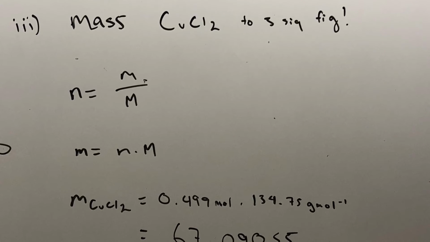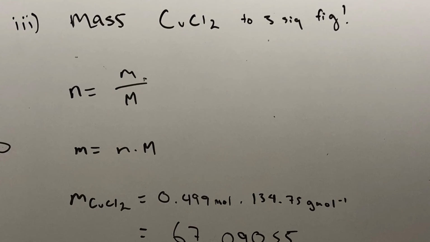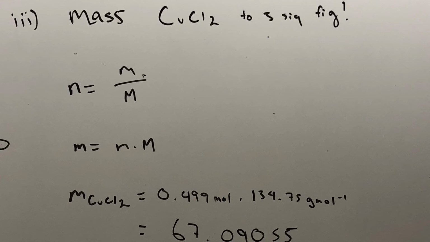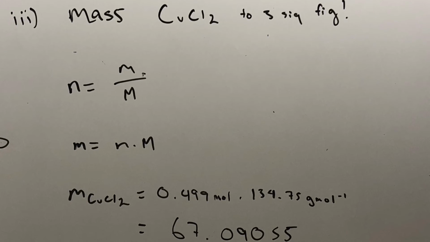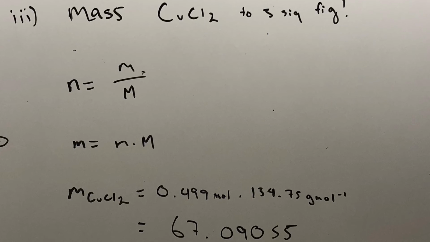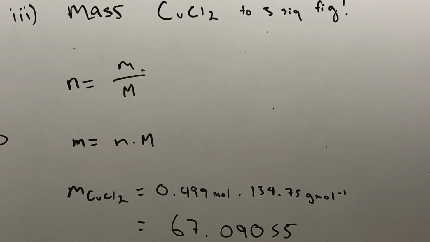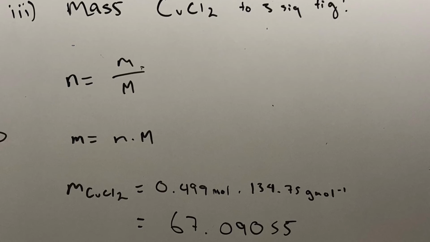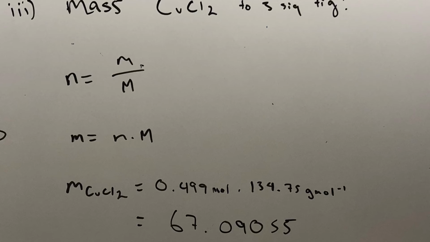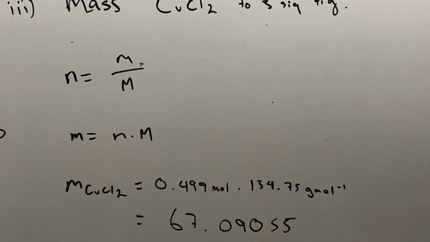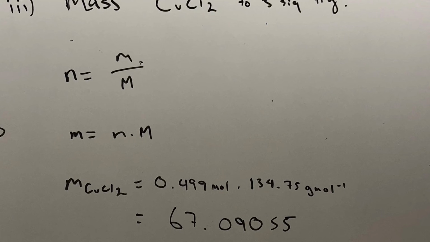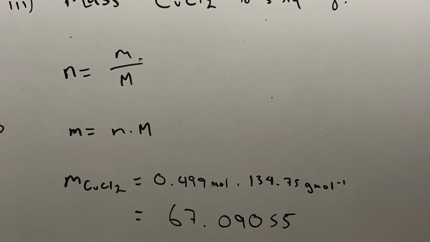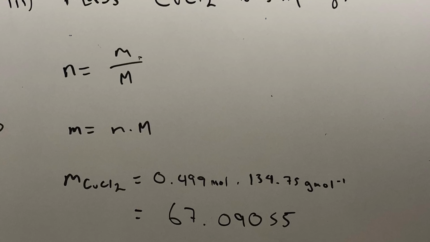The final part of this question is to find the mass of copper 2 chloride to 3 significant figures. We have a sufficient amount of data required to find the mass, so we have to go back to our original formula, n is equal to m over M. We can rearrange this to solve for the mass, and we can see that the mass is equal to the moles times the molar mass. And we have both of those things.